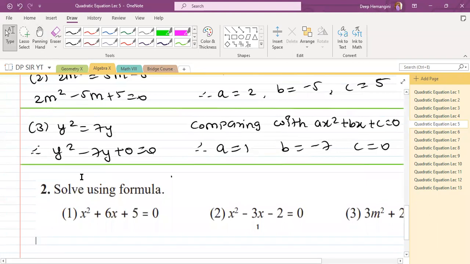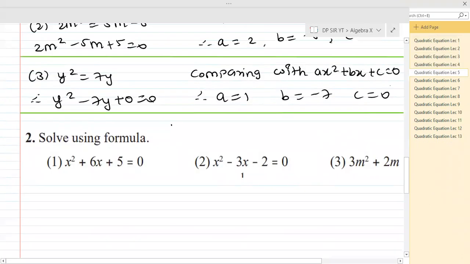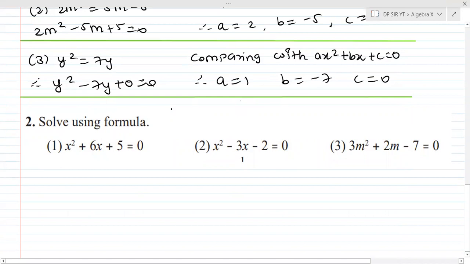Okay. So I hope I'm audible, right? Okay. So these are the three questions. First step, whenever you encounter a quadratic equation which says solve it using the formula method, you need to compare it very well with the standard form. Once you compare it with the standard form, you need to substitute in the formula which was taught to you a few minutes earlier. I'll just solve one question for you so that you don't have any doubt.